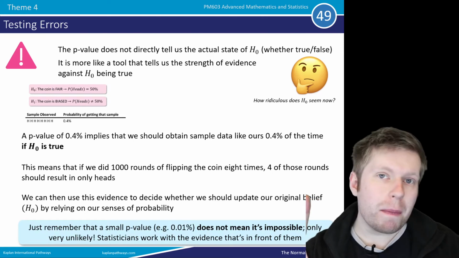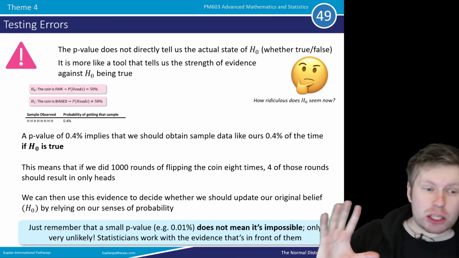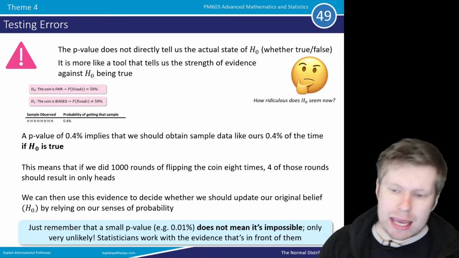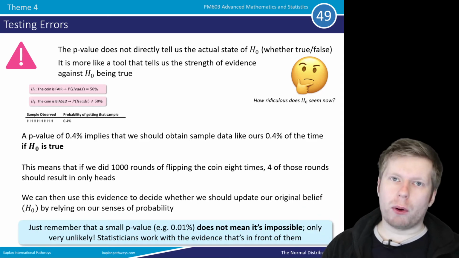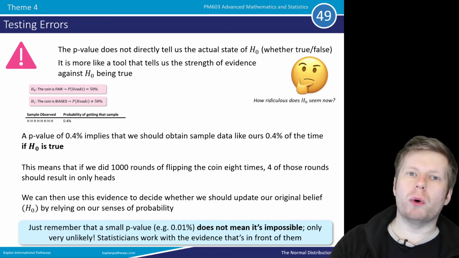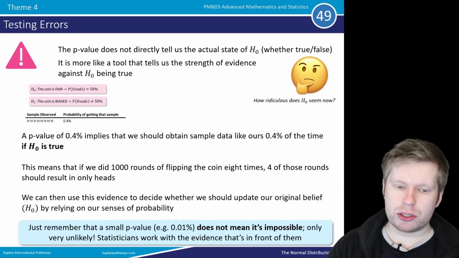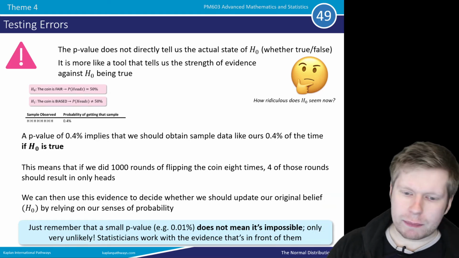by relying on our senses of probability? So just remember that if I get a really, really small p-value, something like 0.01%, that does not mean that it's impossible that the null hypothesis is true. It doesn't mean that it's impossible to obtain this sample data if the null hypothesis is true. It's only very unlikely.